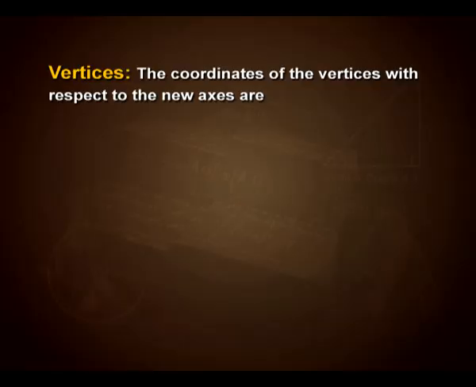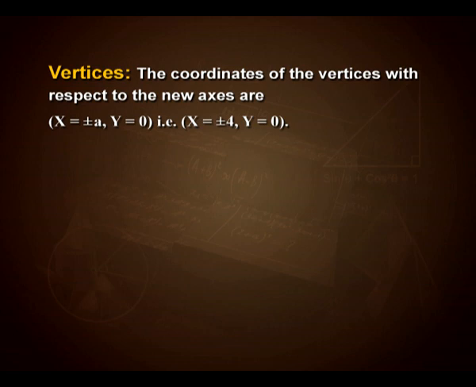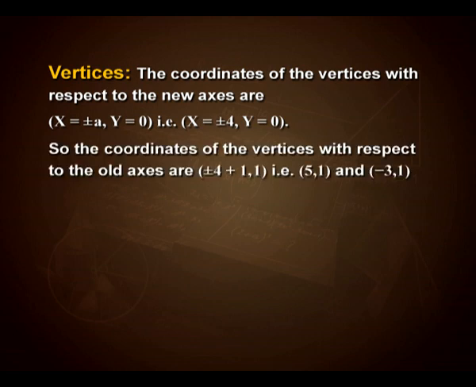The coordinates of the vertices with respect to the new axis are x is equal to plus or minus a and y is equal to 0, that is x is equal to plus or minus 4, y is equal to 0. So, the coordinates of the vertices with respect to the old axis are plus or minus 4 plus 1, 1, that is 5, 1 and minus 3, 1. This we have obtained by putting x is equal to plus or minus 4 and y is equal to 0 in the second equation.